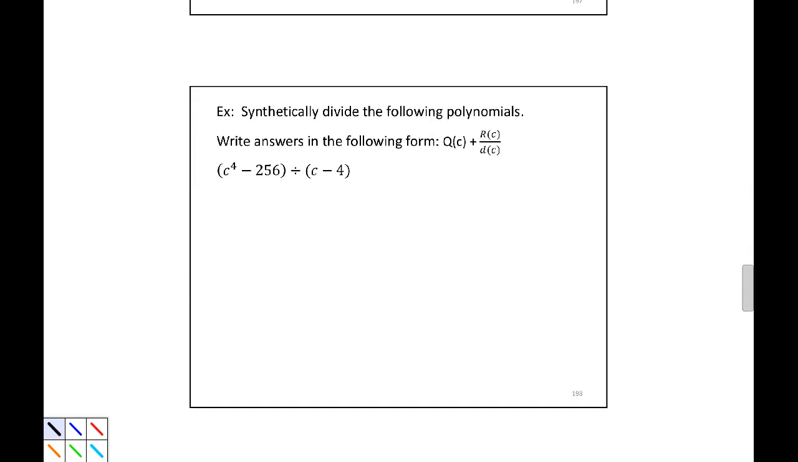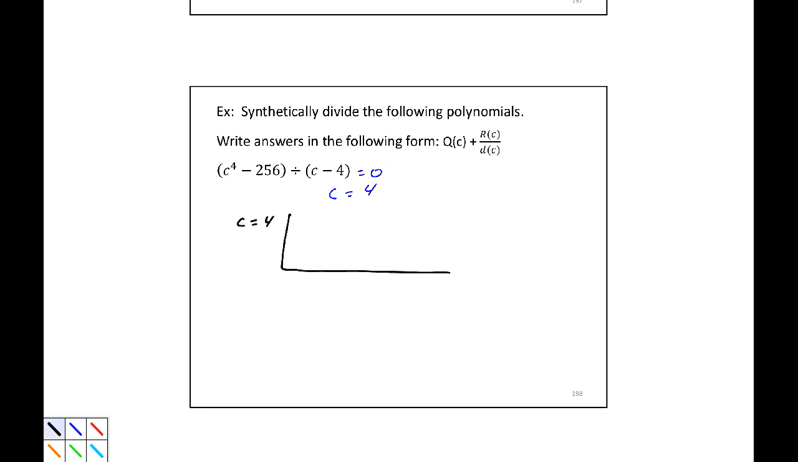For our next example, we have quite a few missing terms. We're going to synthetically divide the following polynomials. We have c to the fourth power minus 256. We're dividing that by quantity c minus 4. Well, my divisor is 0 when c equals 4. So I know I have that part, c equals 4.